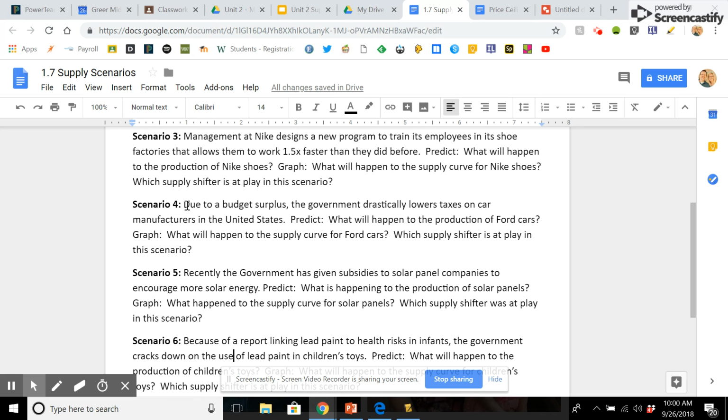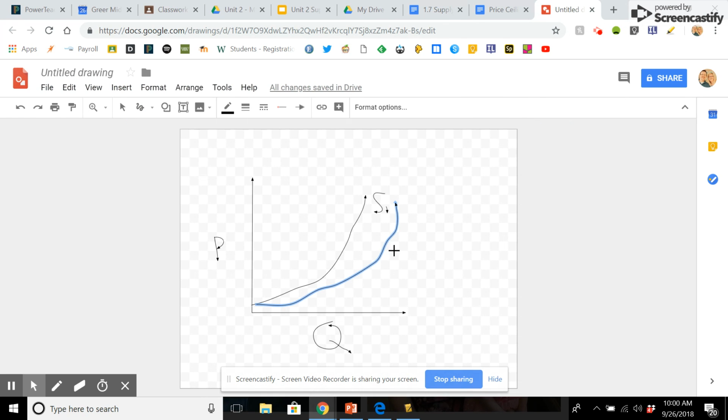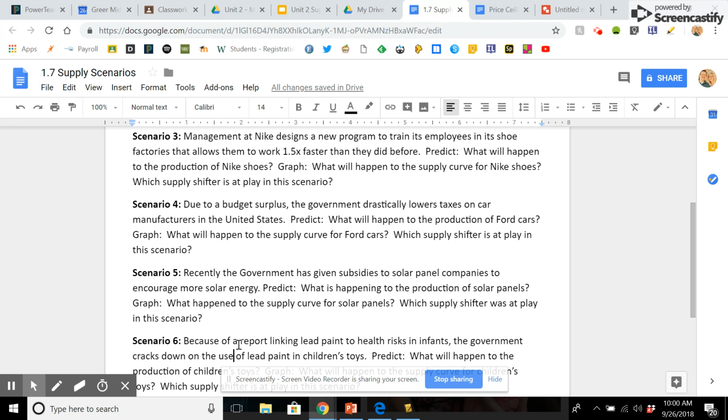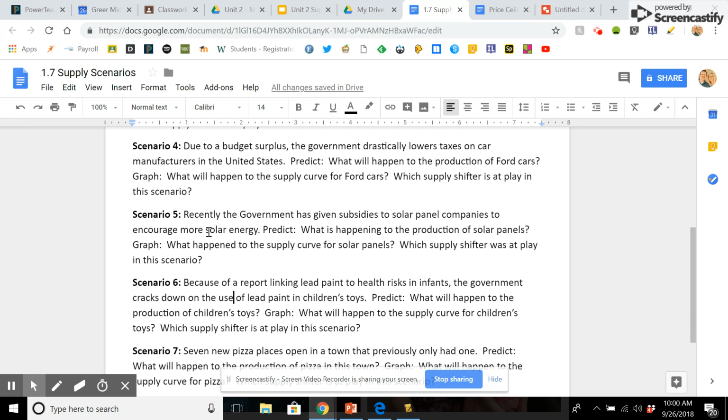All right, scenario 4, due to a budget surplus, the government lowers taxes on cars. So if taxes go down, what's going to happen to production of cars? It's going to go up. What's the supply shifter at play? Well, it's taxes. I mean, that's pretty clear, right? It's taxes. So you're going to be moving your supply line out to an S2, because at the same price, you have more quantity supplied.